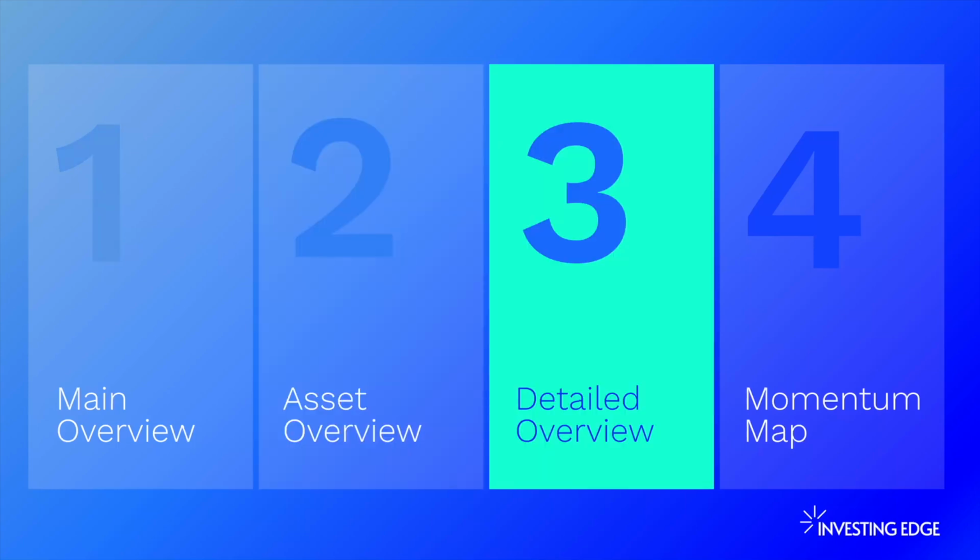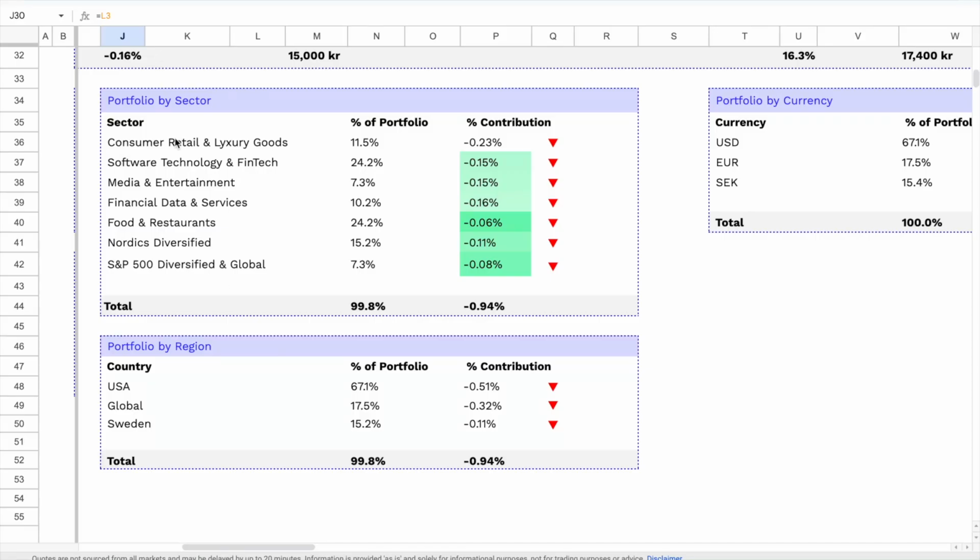Let's move on to the detailed overview, which is quite interesting, where I'll show you exactly what I'm looking at from a detailed point of view. And let's start off by looking at the portfolio by sector. And this is something I don't really get from my own stockbroker, right? I had to actually make this manually.